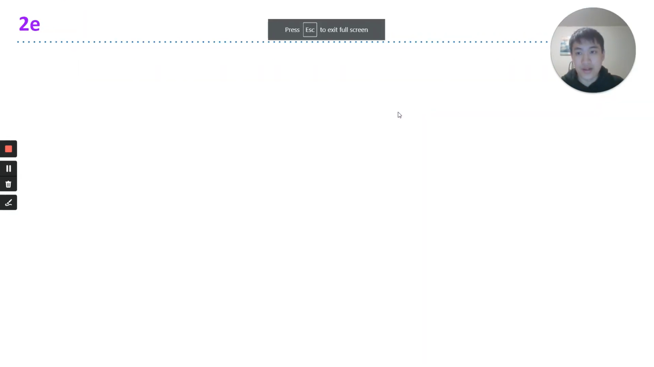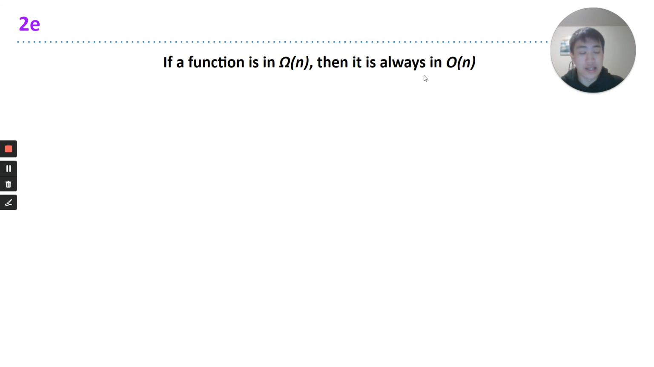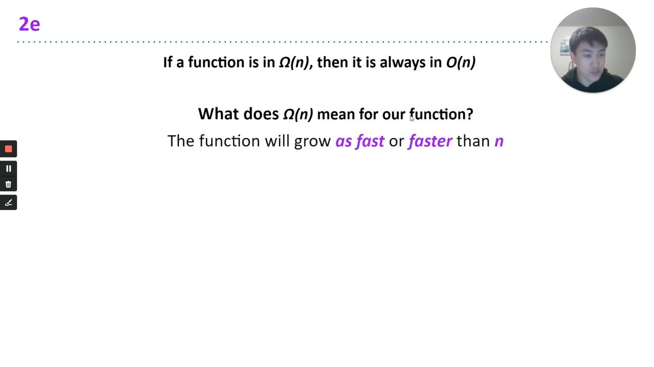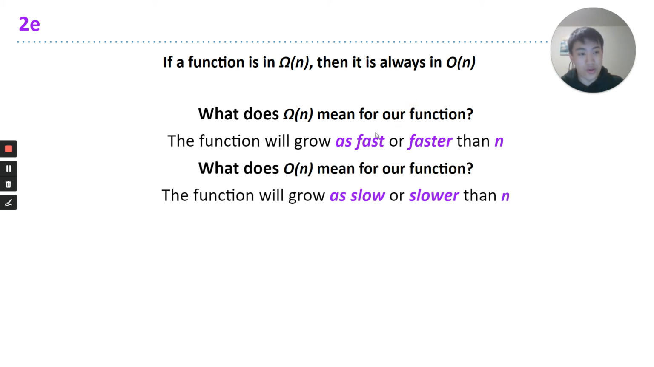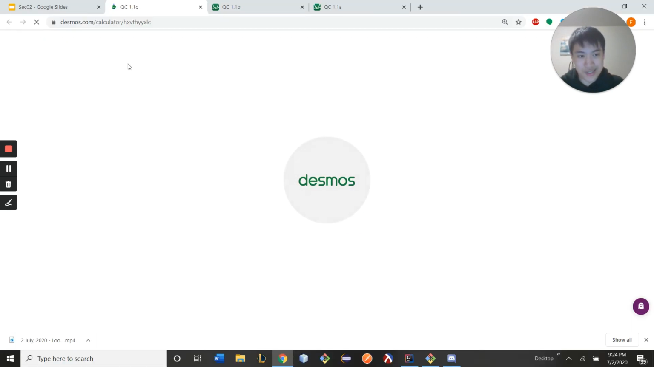All right. Our next one would be, if a function is in big omega of n, then it is always O of n. So what does big omega of n mean for our function? It means that our function has to grow at least as fast as n. And big O of n means that it'll grow as slow or slower than n. So if we find a function that is in big omega of n, but not in O of n, it means that this statement is false. And that's what I'm trying to prove with this Desmos link.